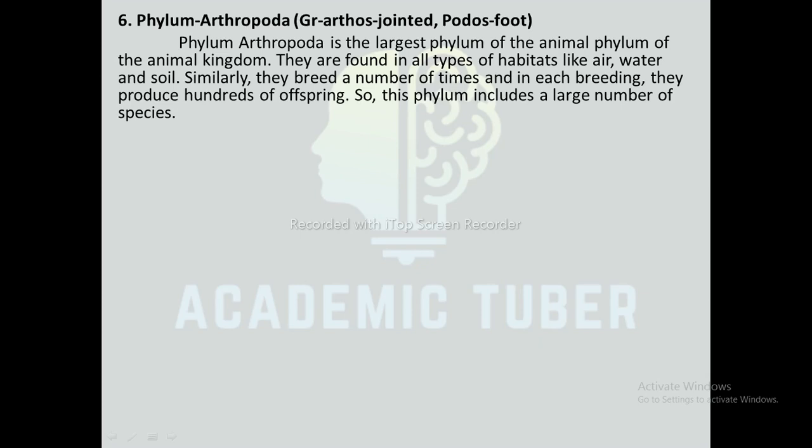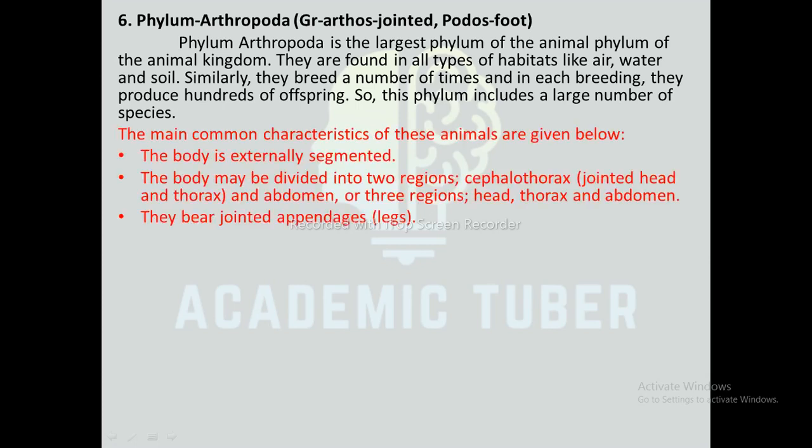Next one is Phylum Arthropoda. It is the largest phylum of the animal kingdom. They are found in all types of habitat, like air, water, and soil. Similarly, they breed a number of times, and in each breeding, they produce hundreds of offspring. So, this phylum includes a large number of species.